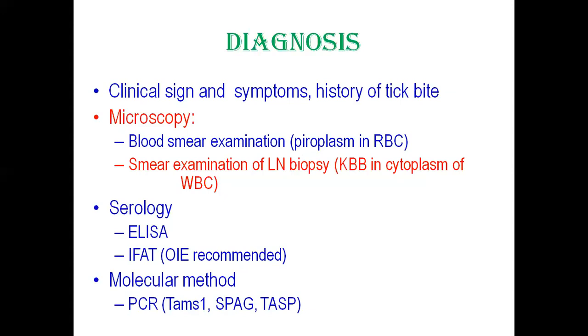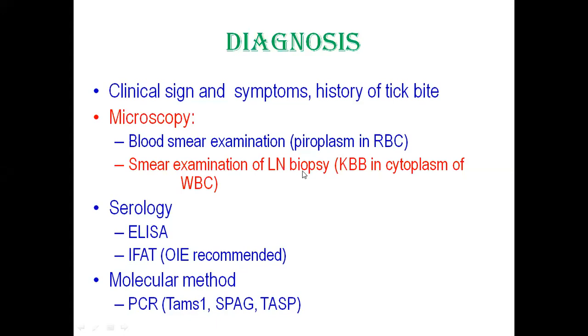The clinical signs are quite clear and clear cut. In an endemic region, when there is pyrexia, hypersalivation and breathing difficulty, many a time we suspect Theileriosis, especially if there is a history of tick bite or the animal is infested with ticks. So we will take a blood smear examination and try to see the piroplasm in the RBC, or sometimes we will examine the lymph nodes.